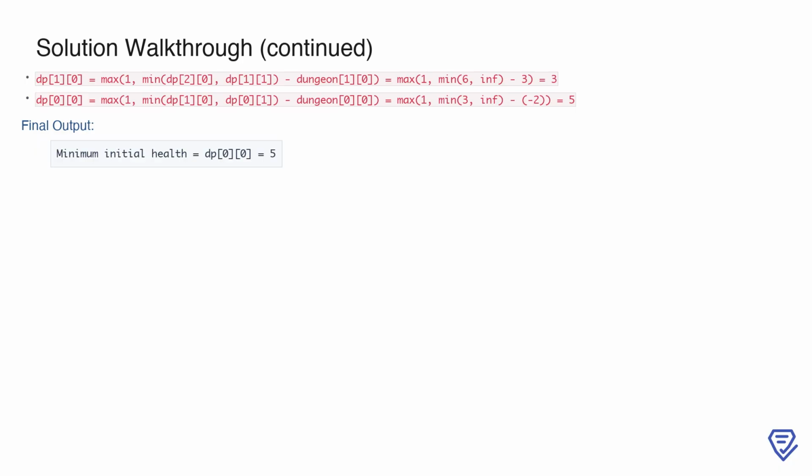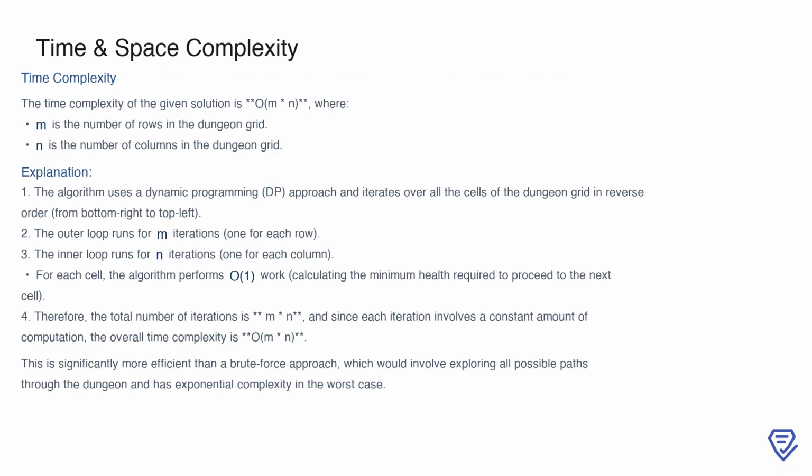These examples illustrate how the dynamic programming approach adapts to different dungeon configurations, always ensuring the knight has enough health to survive. By working backwards from the destination, we systematically calculate the health required for each step, efficiently solving the problem. The time complexity of our solution is O(m*n), where m is the number of rows and n is the number of columns in the dungeon grid. This is because the algorithm uses a dynamic programming approach, systematically iterating over each cell in reverse order, starting from the bottom right and moving to the top left.